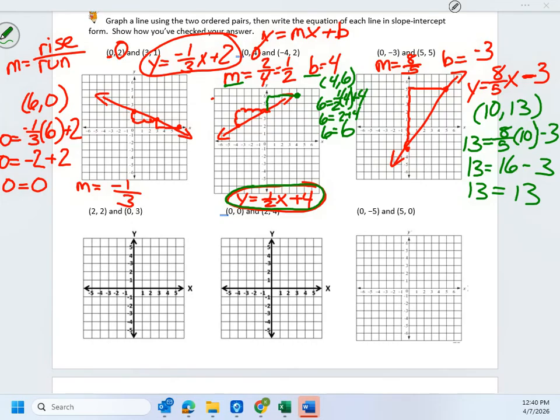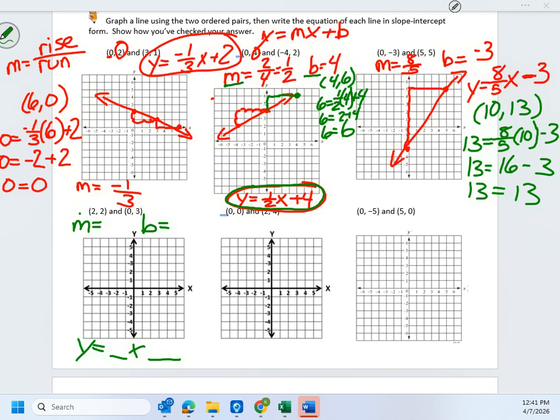Let's see. The second page, it's all the same. So you've got to do your steps. You're going to do these bottom three by yourself. Remember, step 1, plot your ordered pairs. Step 2, find your slope. Step 3, find your y-intercept. Step 4, write it in slope-intercept form, y equals mx plus b. So fill it in. Final step, check your answer.